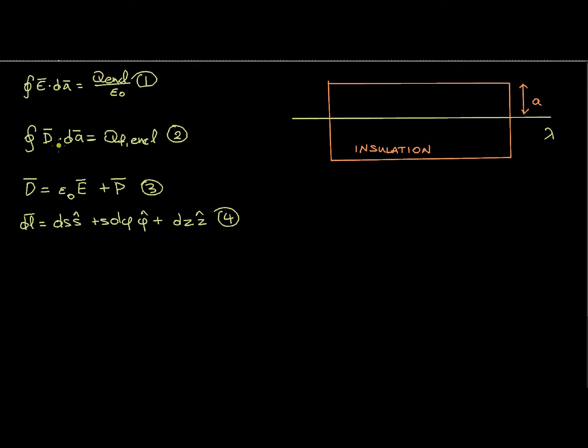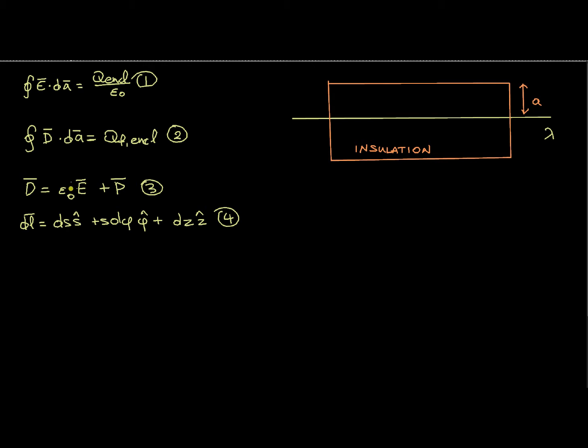Now, on the other hand, equation 2: the closed surface integral of D dot dA, the electric displacement dot dA, is equal to the free charge enclosed, and the free charge is what you place there. This does not include any charges from polarization.